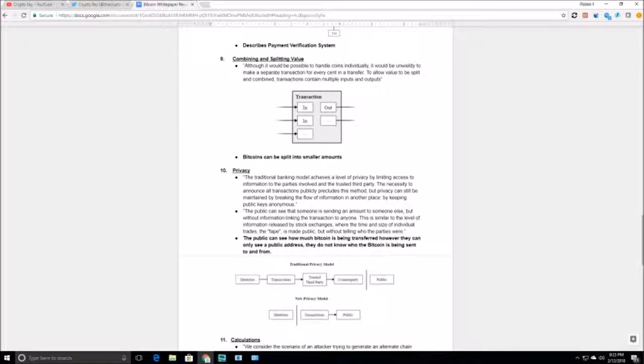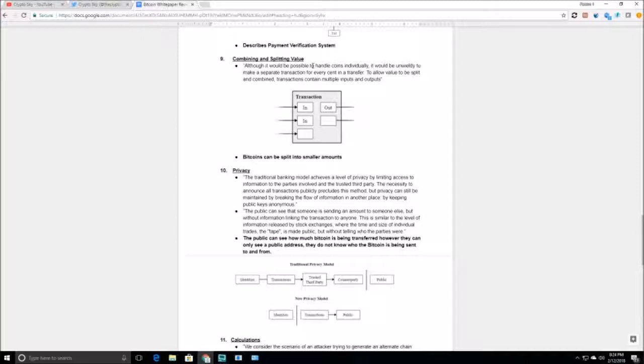And section 9 is combining and splitting value, and basically this just says bitcoins can actually be split into smaller amounts. Obviously you can buy 0.5 bitcoin, 0.7, 0.001 bitcoin. You can buy whatever you want, so they can be split into smaller amounts, and this derives from the bitcoins actually being mined and not being issued.